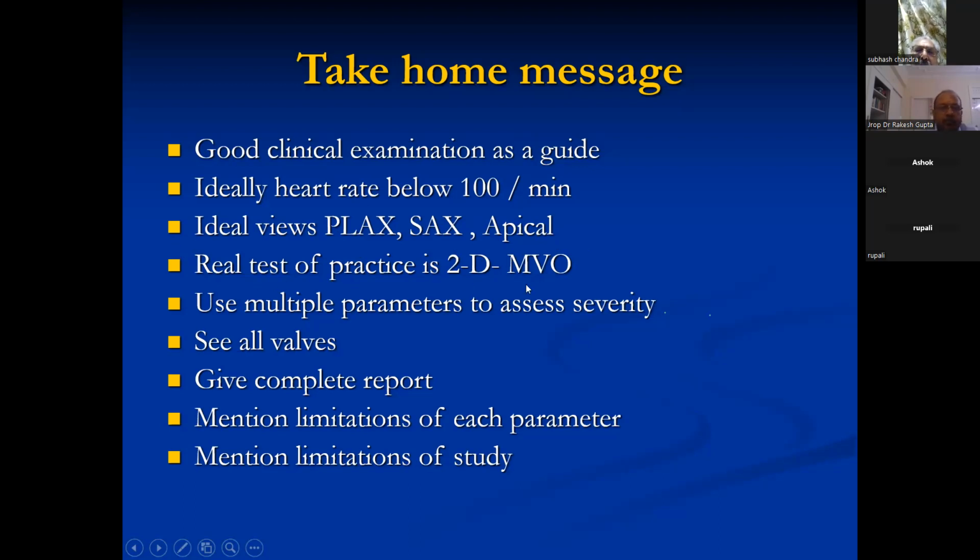The real test of practice is a 2D M-mode view, and clinicians use multiple parameters to assess the severity. Don't go on one. And one thing also, see all valves, give a complete report, mention limitations. Don't worry or say that you cannot do it. Sometimes you write that by 2D echo, we could not get a correct MV orifice area, or because of atrial fibrillation, we could not get it. Whatever, they never force you to give a 100% diagnosis, but always say what is missing also.